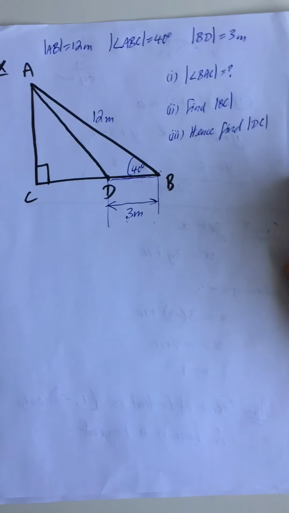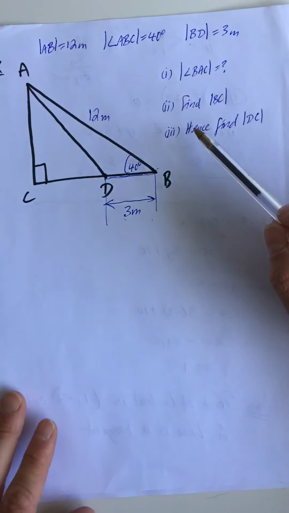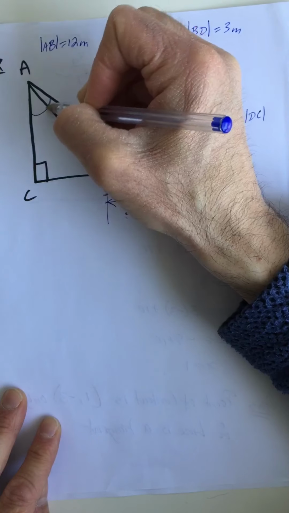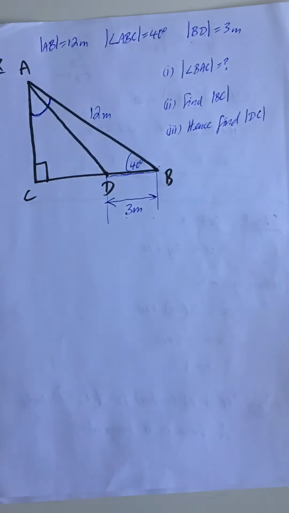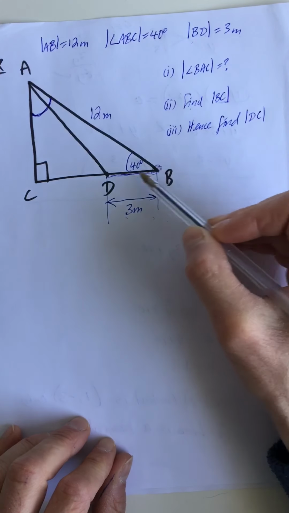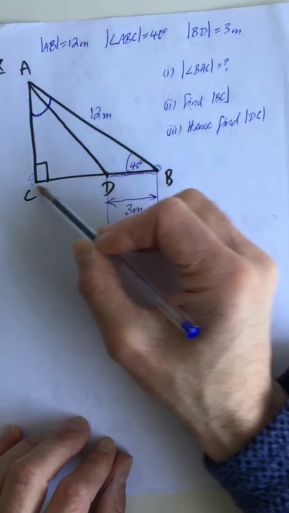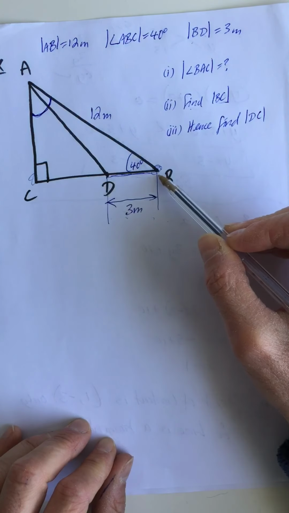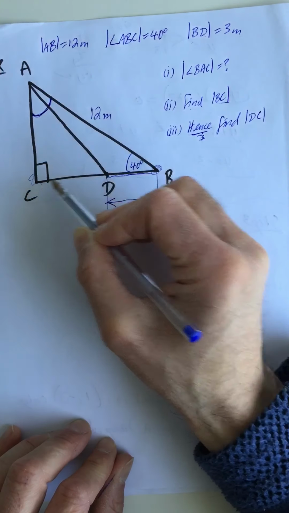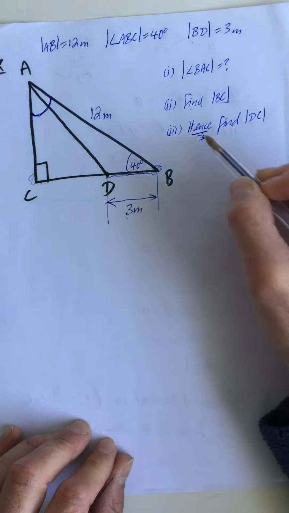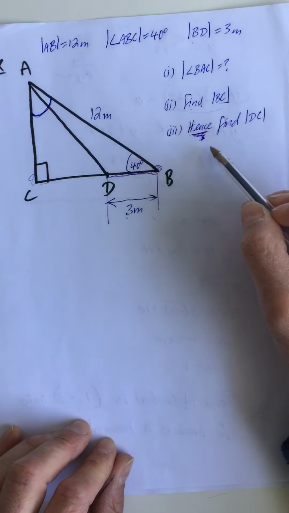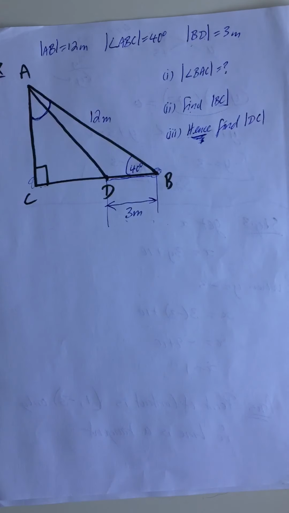Okay, so part one, they want us to write out angle BAC, so they want us to write down the size of this angle here. And then they want us to find the length from B to C, the full length of this side. And then the last thing it says is hence find D to C. D to C is just this distance here. Usually hence means therefore, you're using something you've already discovered to help you.